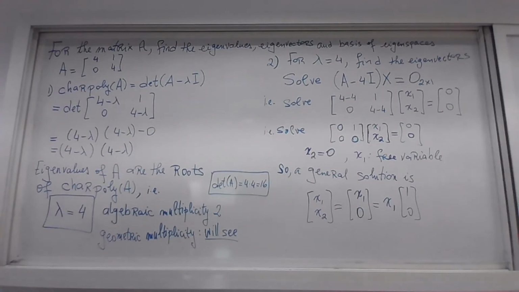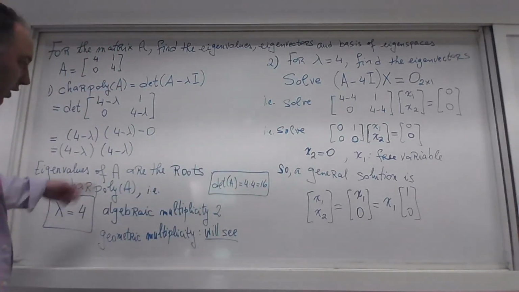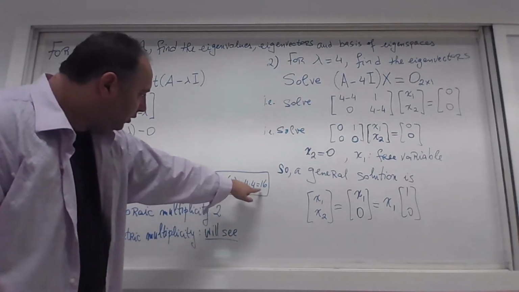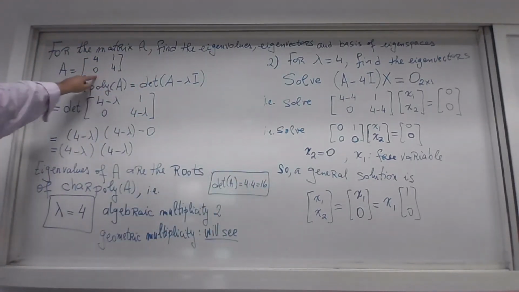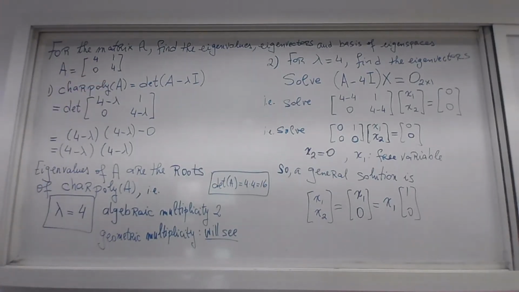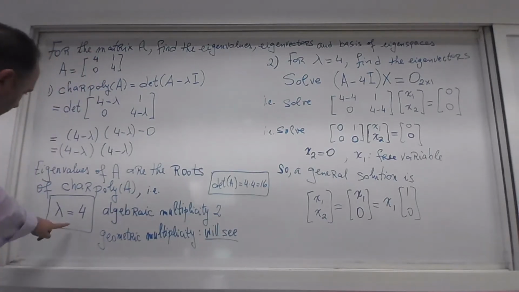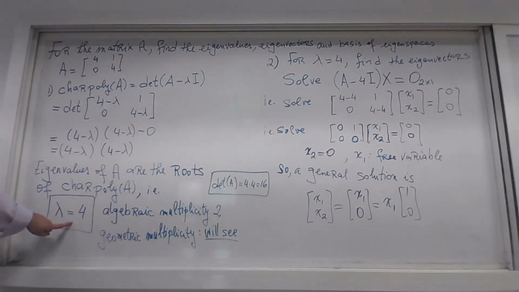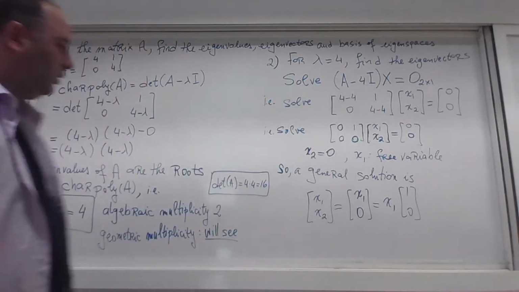Oh, by the way, the determinant is the product of all eigenvalues. My eigenvalues are 4 and 4, so it's 4 times 4, 16. Obviously, if you check your matrix A, the determinant is the product of diagonal entries because you have an upper triangular matrix. So 4 times 4, 16. That's the result we had. The determinant is the product of all eigenvalues with all their multiplicities.